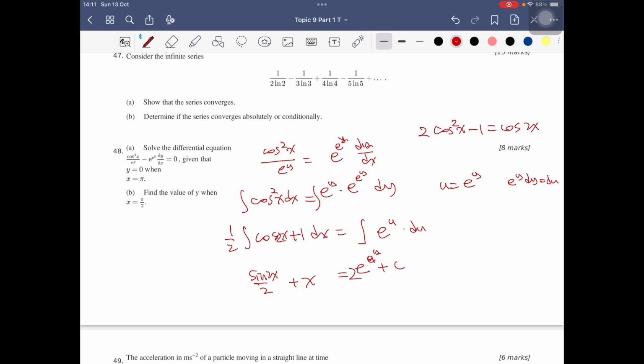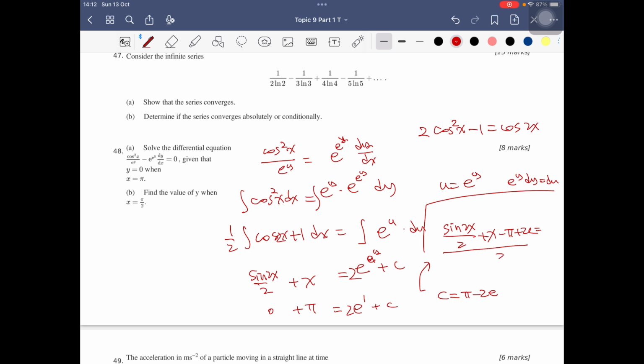So now when x equals pi, y equals 0. So from 0 to pi, e to the power of 1 plus c. C is pi minus 2e. So when we go further, sine 2x over 2 plus x minus pi plus 2e, over 2, is e to the power of y.